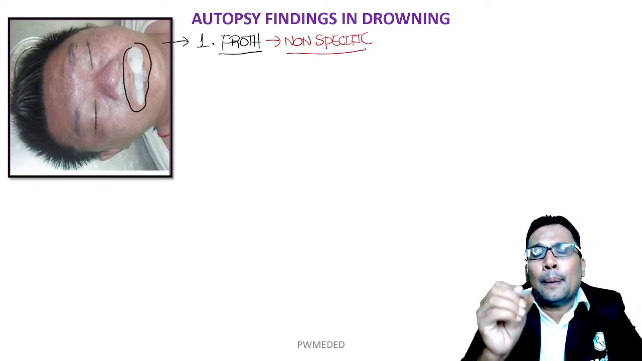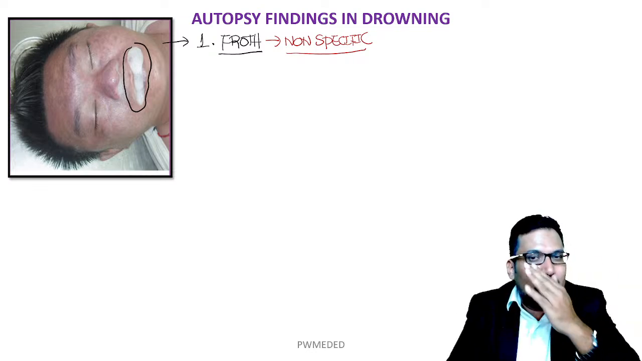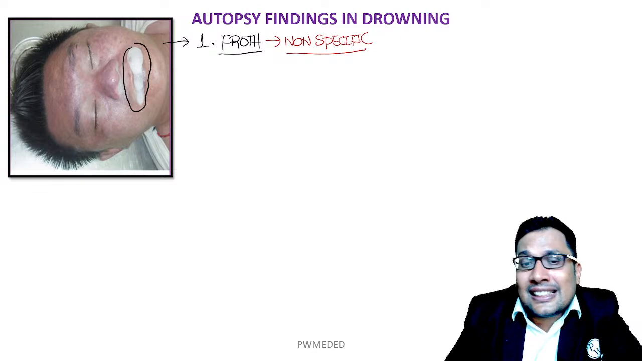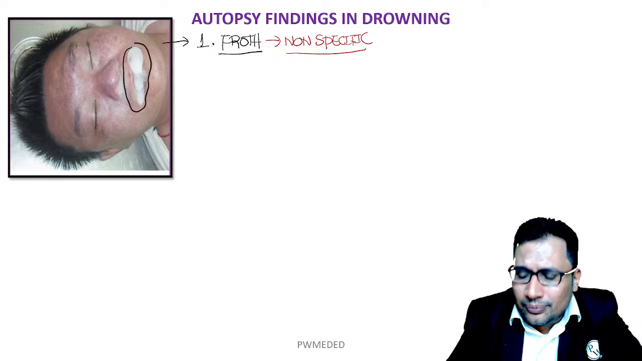It can be seen in OP poisoning, in opium poisoning, and in snake bite. So froth is not a specific finding in case of drowning.